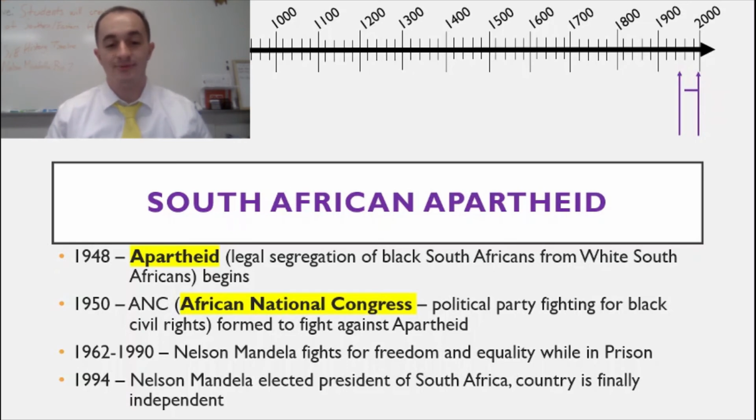Our last one, 1994, Nelson Mandela is elected president of South Africa. So he was freed in 1990 by the last president before him. That last president realized a lot of the atrocities of apartheid, and with a lot of outcry from other nations, he freed Nelson Mandela in 1990, and then 4 years later, in 1994, Nelson Mandela was elected president of South Africa after the first full election that he was allowed to be in. And so this is when we see that the country of South Africa is finally truly independent.